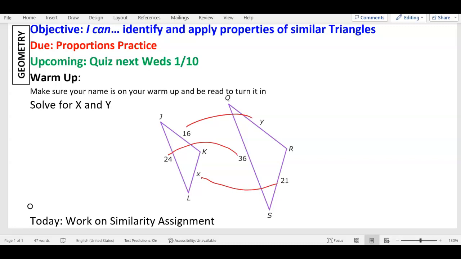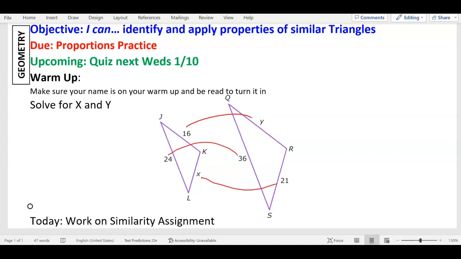Now check it out. First, we're going to solve for x, right? So I need the one with x in it. So x and 21, I'm going to use that one. And then I don't want to use the one with y yet because that would have two variables, two letters, right? So instead, you always want to use the one that has both numbers, okay? So I'm going to use the 24 to 36, and I'm going to use the x to 21. I'm going to use those two fractions to make a proportion to solve it, like we did on Wednesday and yesterday. So here we go.